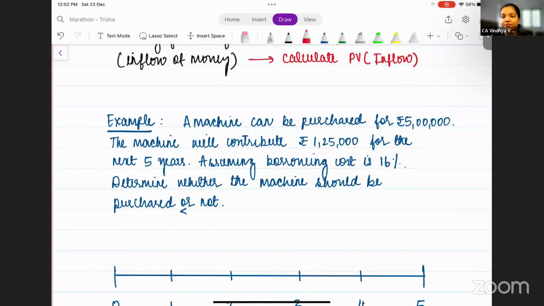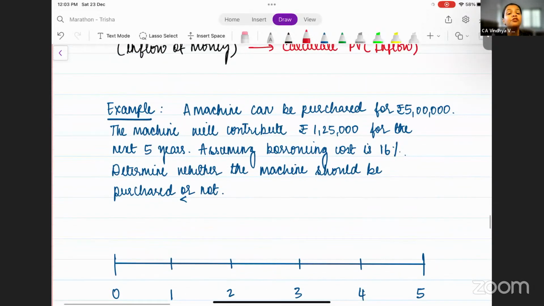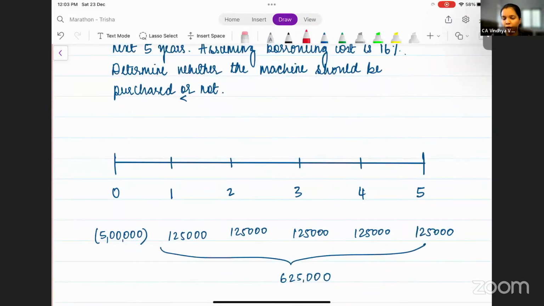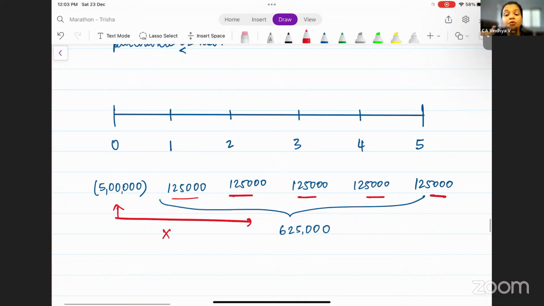If you can buy the machine at 5 lakh today, can I say 5 lakh is your outflow? Okay. If you spend 5 lakh today, you will get benefits out of the machine for 5 years. What is this benefit? You will get 1,25,000 benefit every year. Okay. So the total benefit, if you take, it is 6,25,000, if you add this. But this is not what you can compare. Why? Because this 1,25,000 belongs to different time periods. It does not belong to the same time period as 5 lakh.